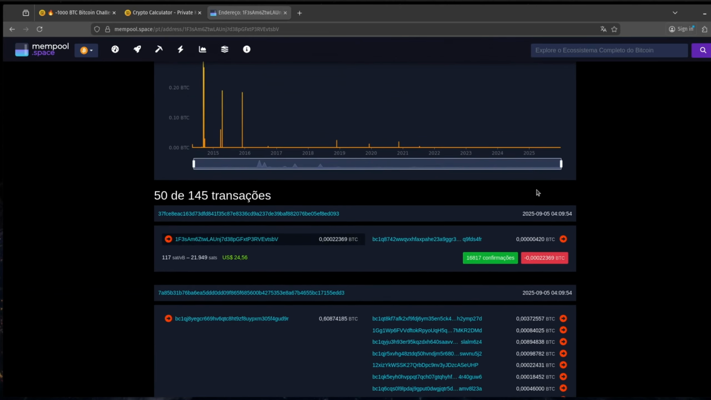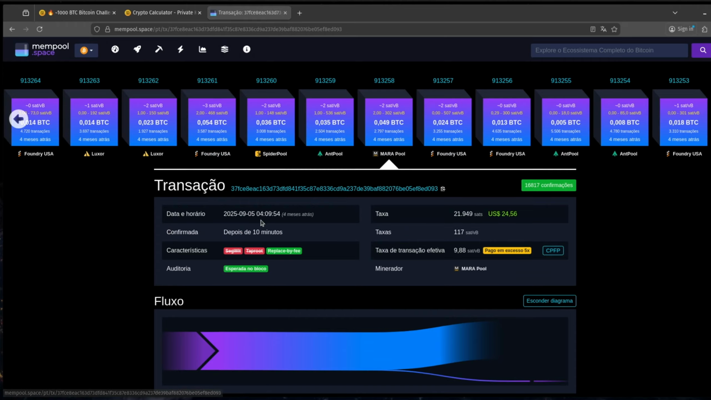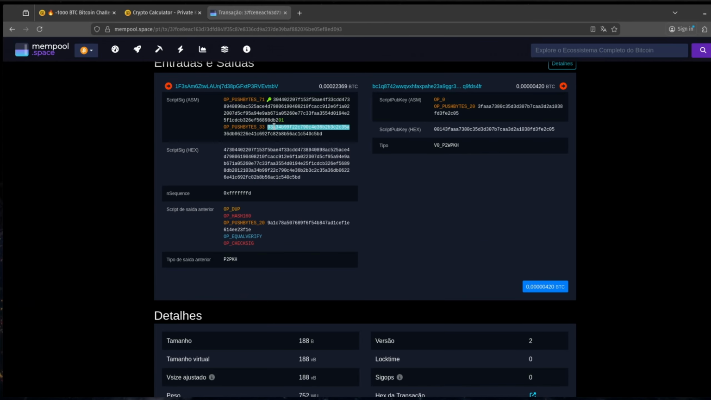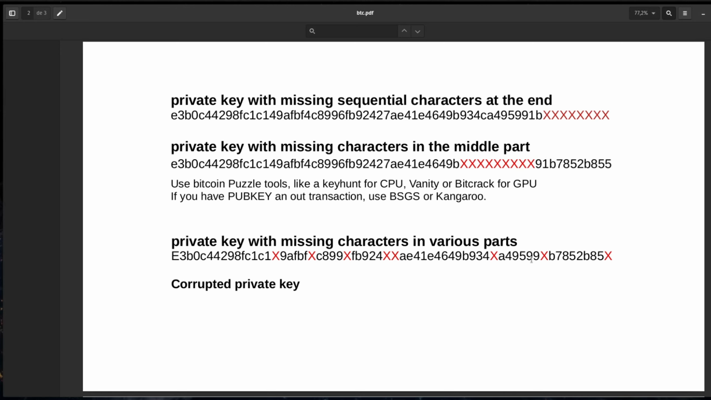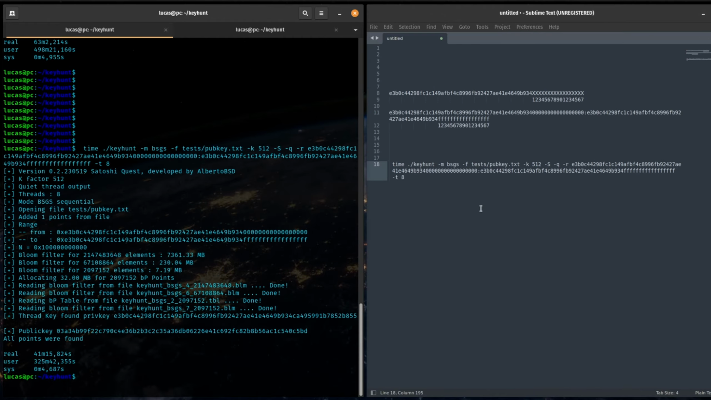Alright then, let's take an outgoing transaction. Here, we have the public key exposed. Besides the exposed public key, you need your corrupted characters to be at the end of the key. Here, I used Key Hunt in BSGS mode. 17 characters were found in 41 minutes.